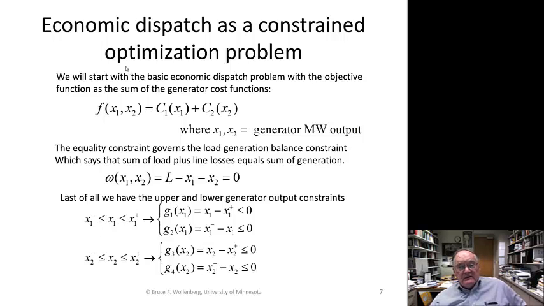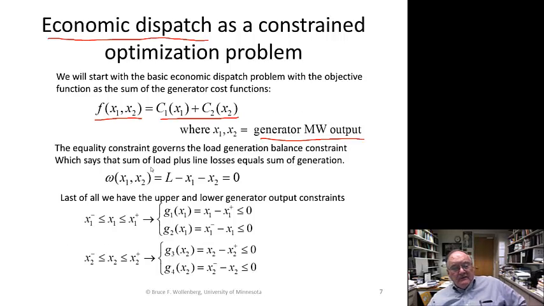We'll start with a basic. This goes back to the lecture on the constrained optimization. So we're going to say, well, how do I set up economic dispatch as a simple constrained optimization? And remember, I had f of x1 and x2. Here's the cost functions. They're the generator megawatt output, and these are our f functions. Then we have a constraint here which says that the load minus x1 minus x2 equals 0.